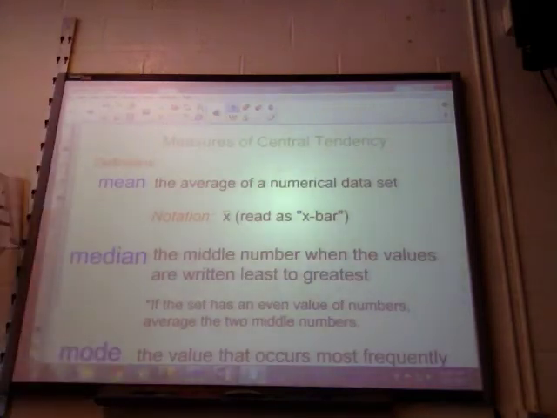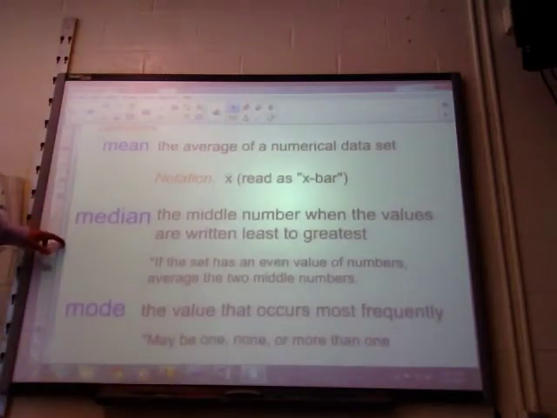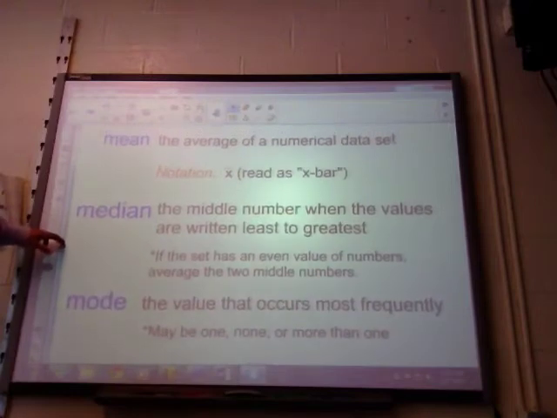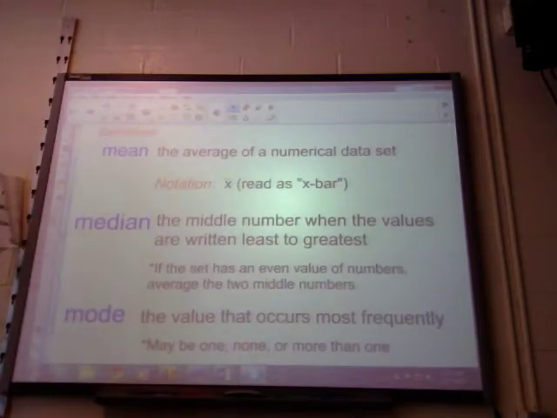Hey guys, here's a quick video on measures of central tendency and measures of dispersion. So the measures of central tendency, and you've probably seen these before, are mean, median, and mode. Alright, so the mean is the average of a data set.